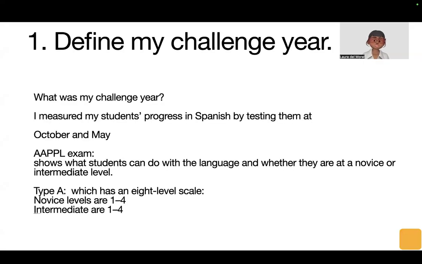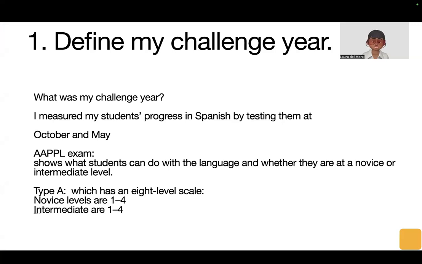So, what was my challenge year? What I did last year as a challenge year, I measured my students' progress in Spanish by testing them at the beginning of the year, right after we got back from Catalina, and then they took the ERBs, and then I tested them in October. And then I tested them again that same year in May.